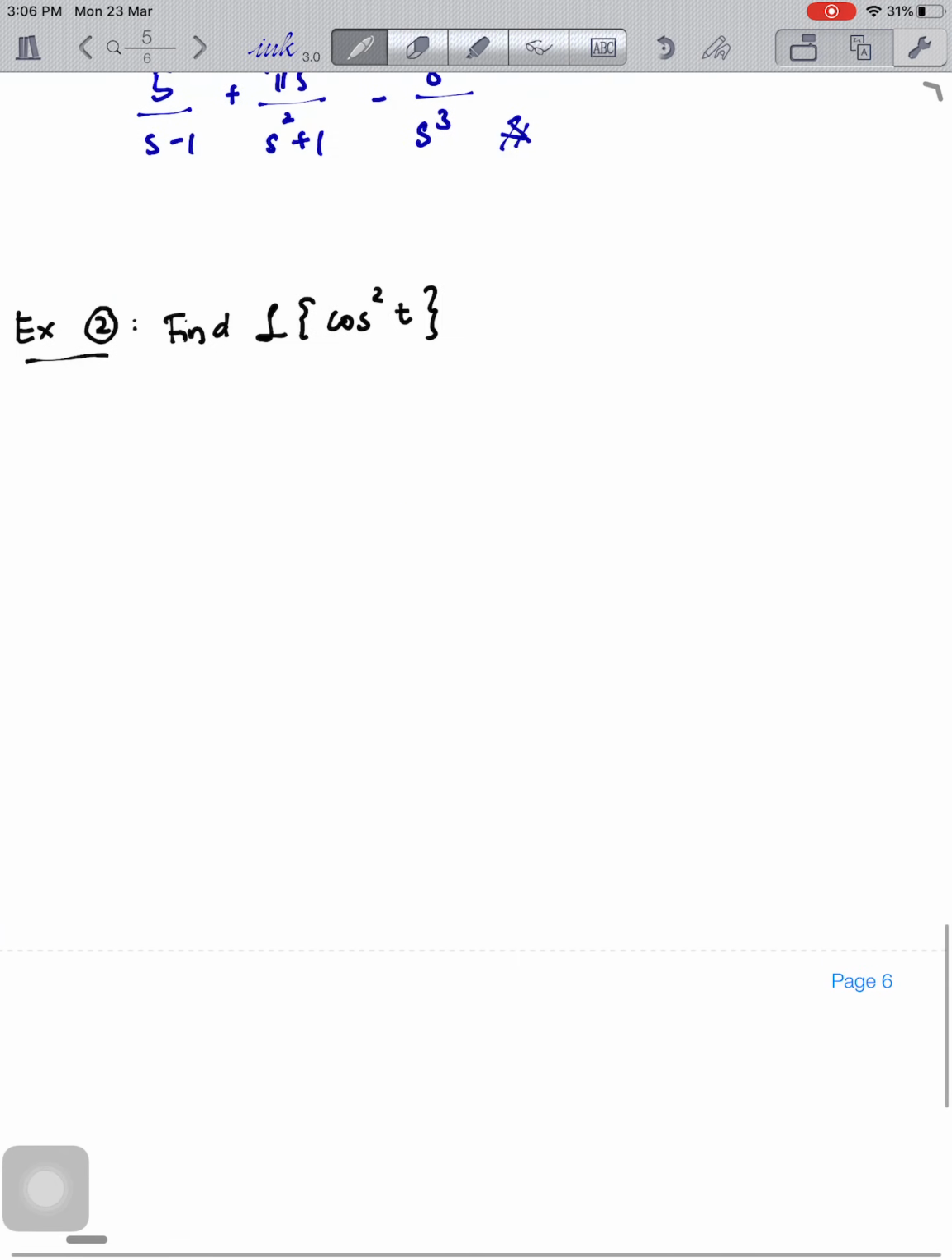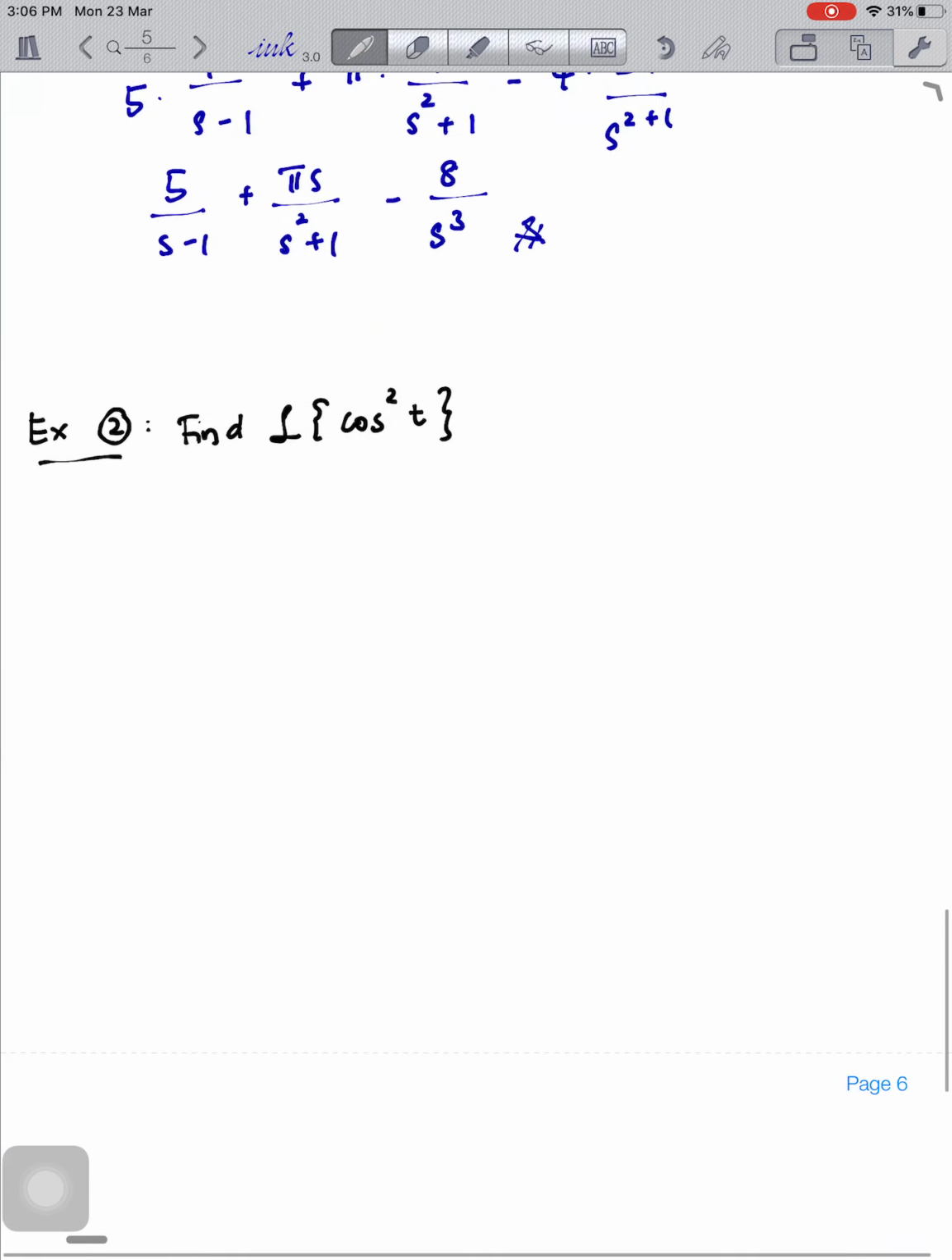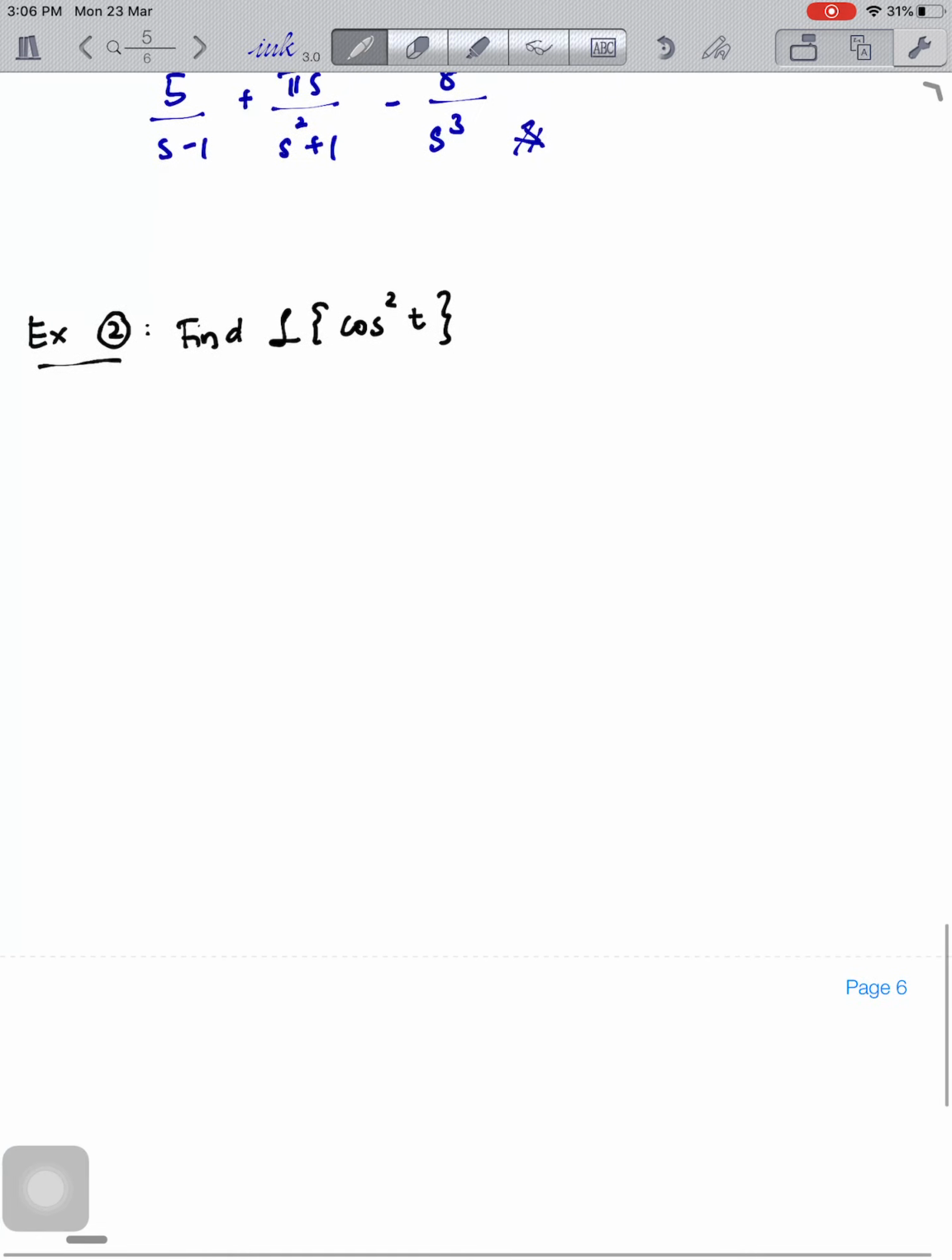Okay, the second example, so the idea is going to be pretty much similar as well, but here I have a trigonometric function, so I'm going to find the Laplace of cos squared t. So this is actually very similar to a previous exam question. If I'm not mistaken, it's from semester 1 1920, so you can check for that. So it's not going to be exactly the same, but it probably is going to be very similar to that.